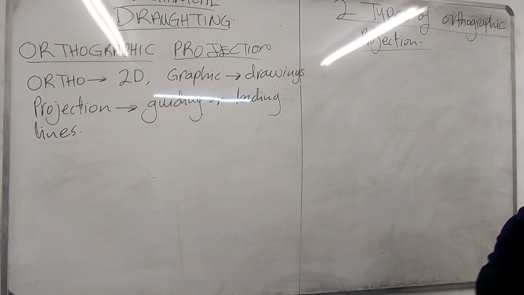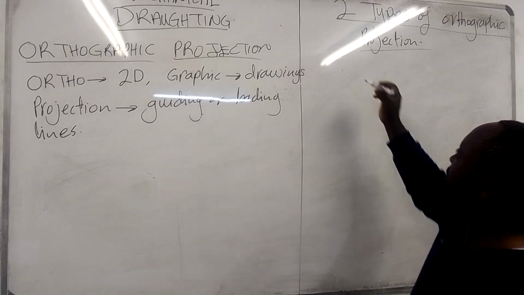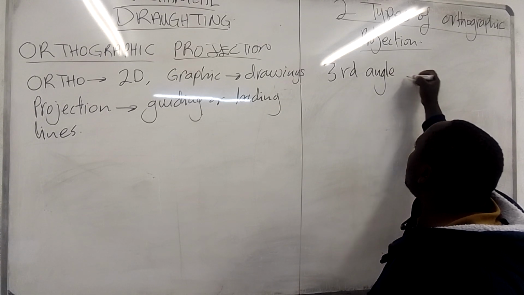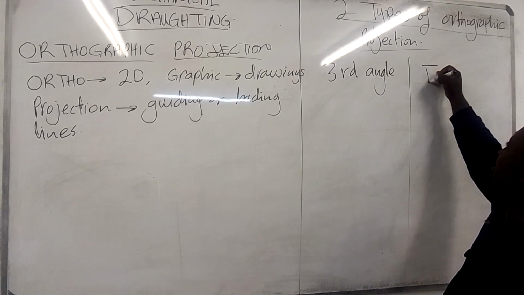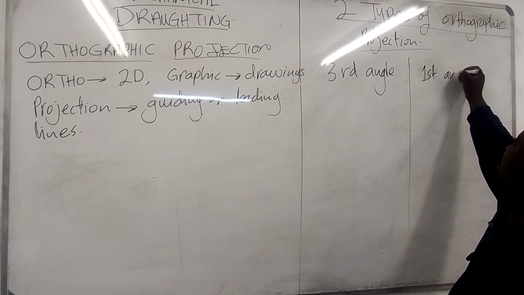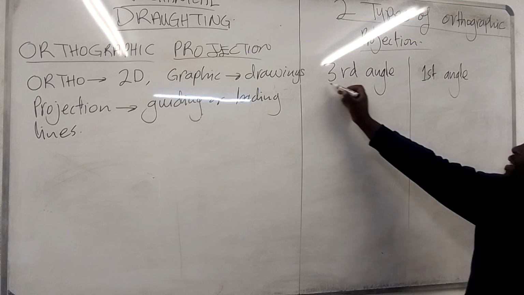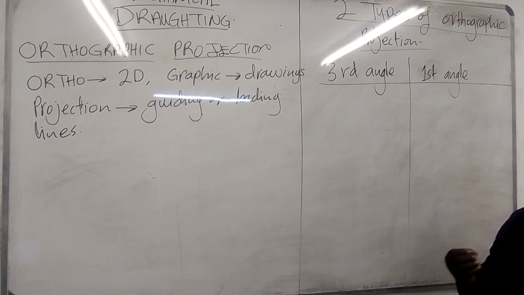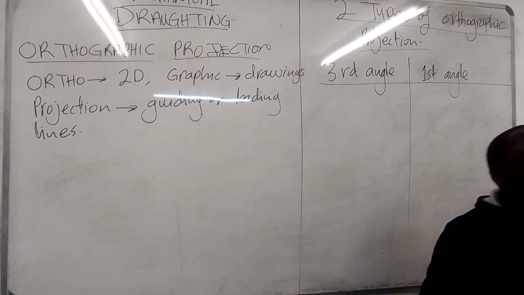One is the third angle projection. Are we together? So we have got third angle projection. Then we have got the first angle projection. Are we together? We have got the third angle and we have got first angle projection. What is the difference between first angle and third angle projection?